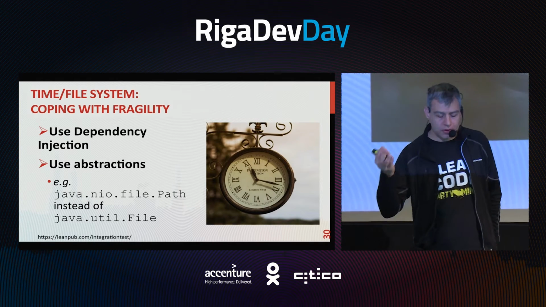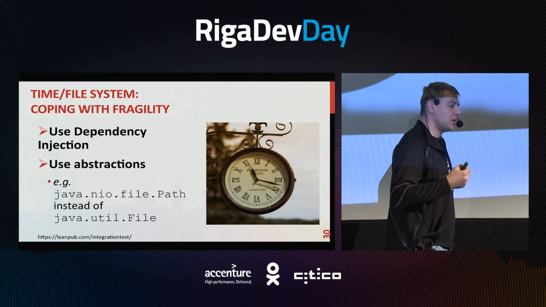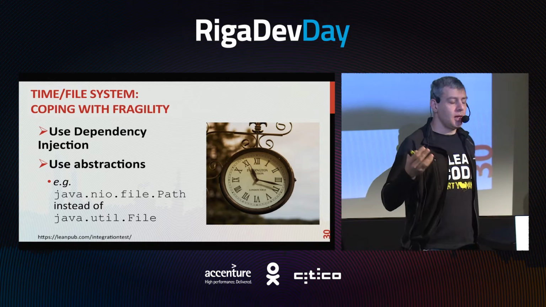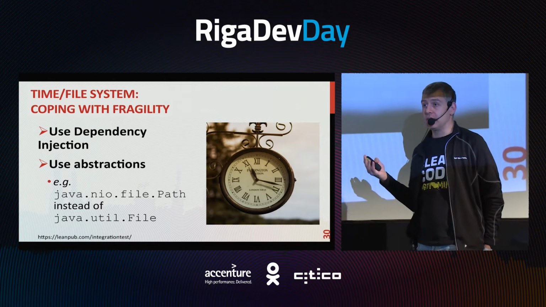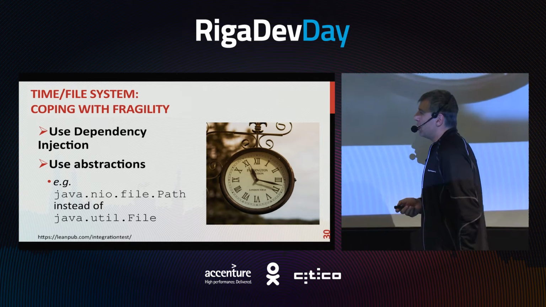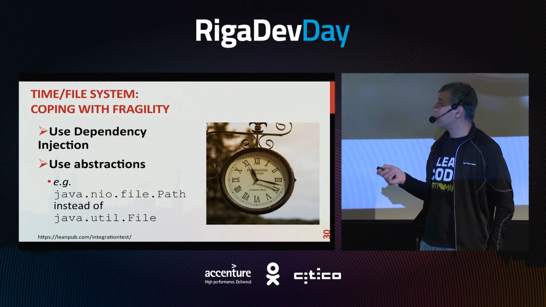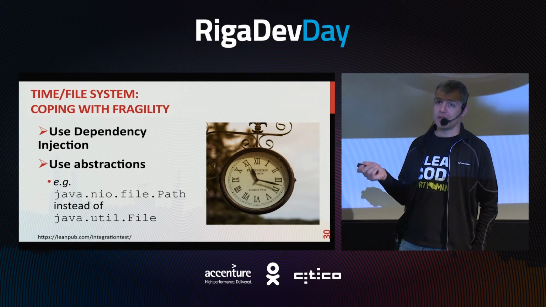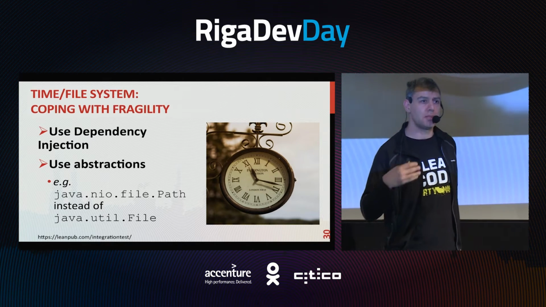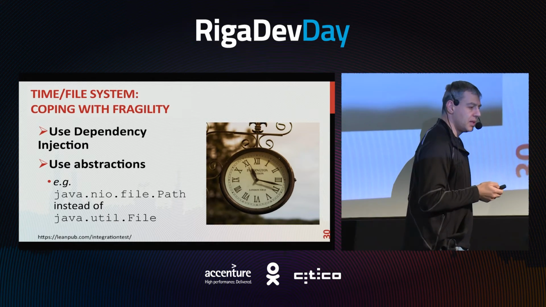And just two very simple examples. How do you cope with fragility when you use time or the file system? Again, use dependency injection, use abstraction. Starting from Java 7, don't use java.io.File anymore, use Path. This is an abstraction. It can be easily mocked. It's not bound to the file system. So this can be tested very easily.